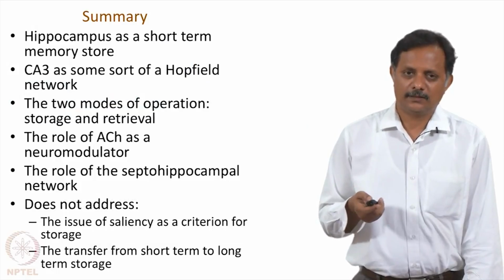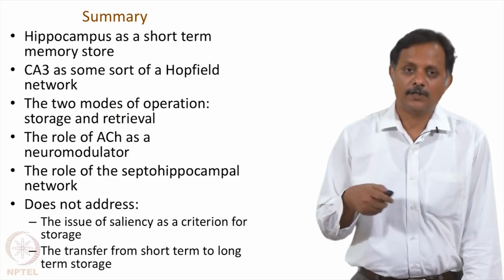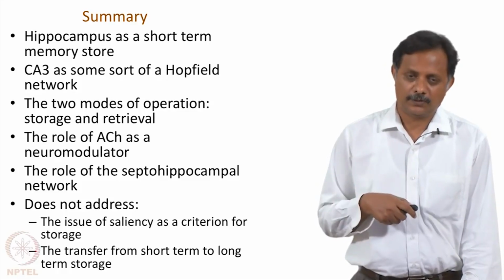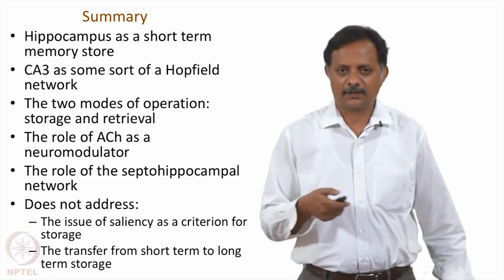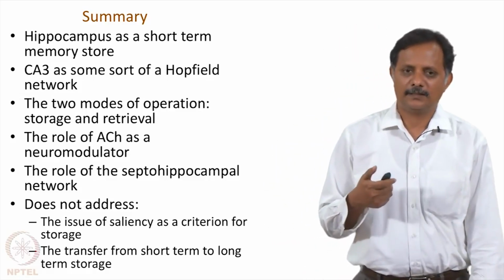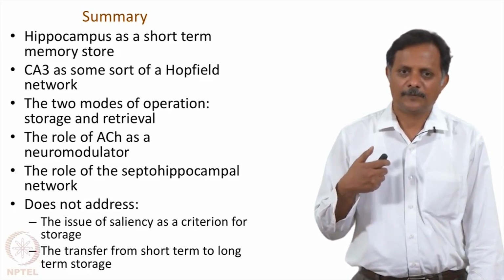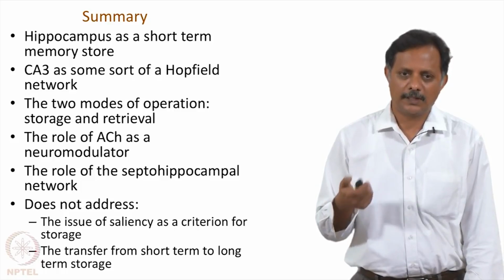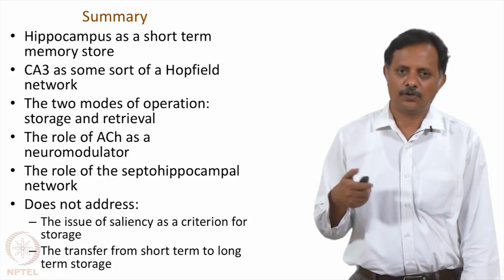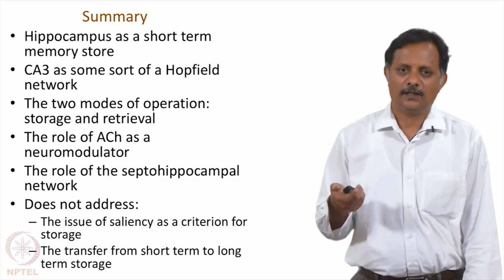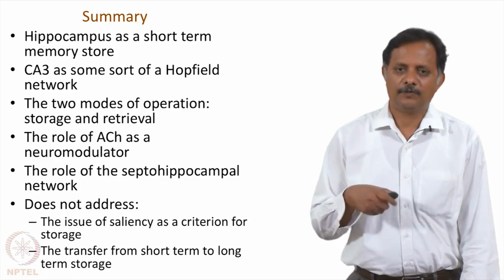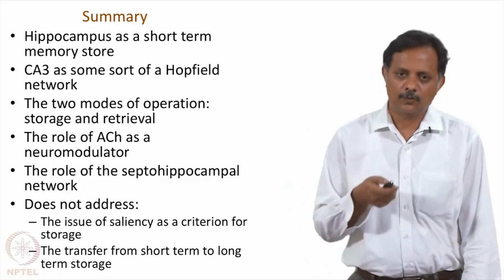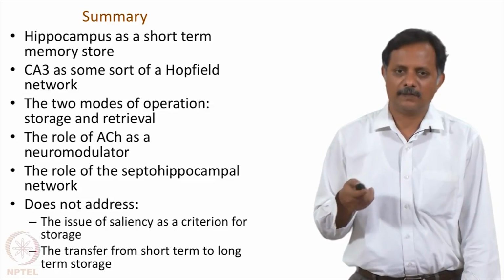What this story says is how, or under what conditions, by what cellular and neurochemical mechanisms memory is stored in hippocampus. The key idea of this theory is that CA3 is functioning like some kind of a Hopfield network, and it operates in two modes, storage and retrieval, and ACh plays the role of a neuromodulator which switches the CA3 region between the two modes of storage and retrieval, and the septohippocampal network or loop plays the role of some kind of a regulator.